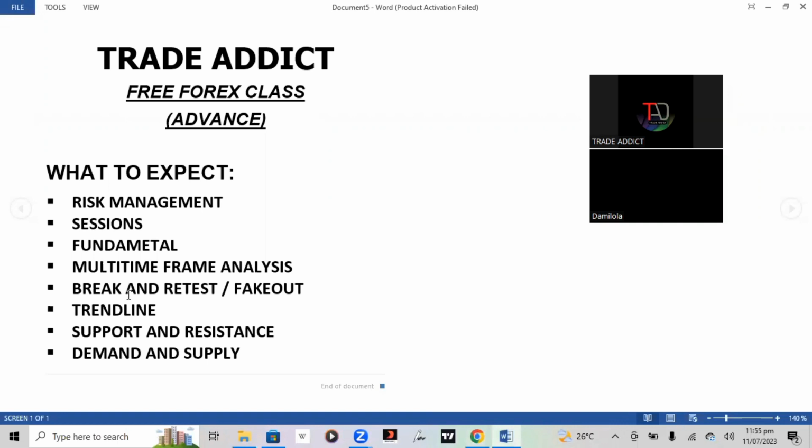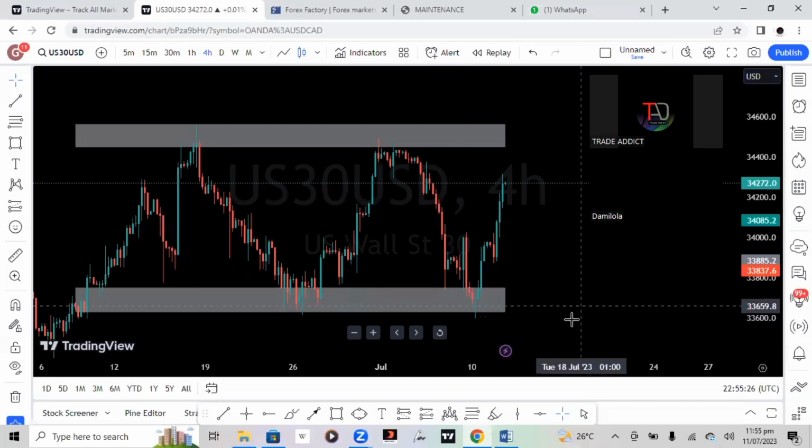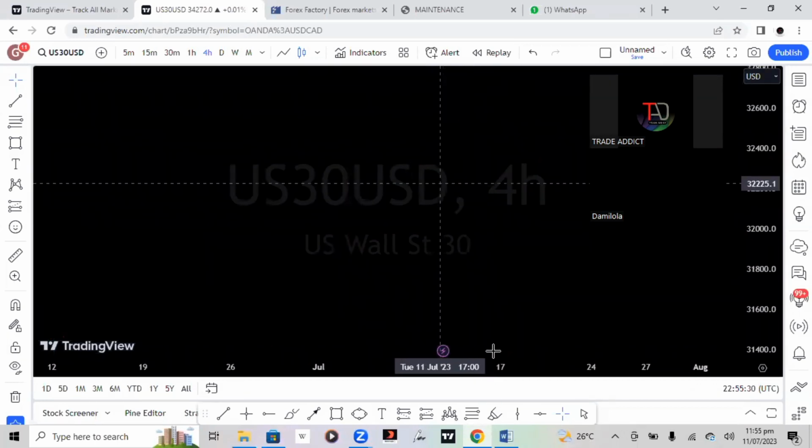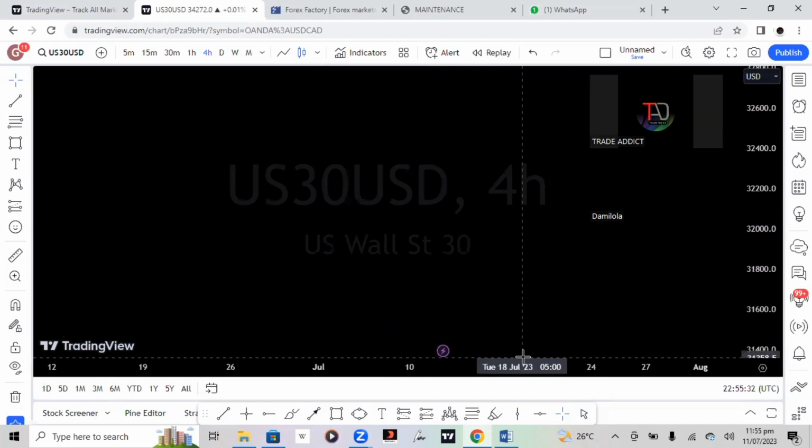Now, let's move to break and retest slash fake out, trend lines, support and resistance, demand and supply. I'm going to treat the four of these at the same time. So now I'll just go to my charts and adjust. First of all, let us look at support and resistance.